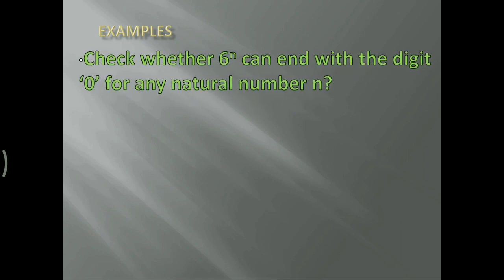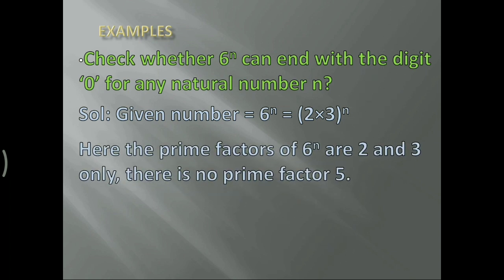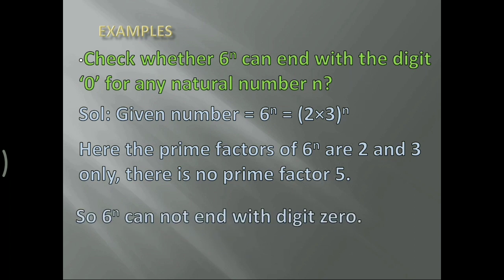Let me read: Check whether 6 power n can end with the digit 0 for any natural number n. 6 power n can be written as 2 into 3 whole power n. Here the prime factors of 6 power n are 2 and 3 only. There is no prime factor 5. So 6 power n cannot end with the digit 0. Let us take another example.